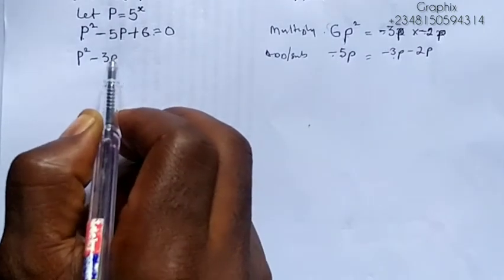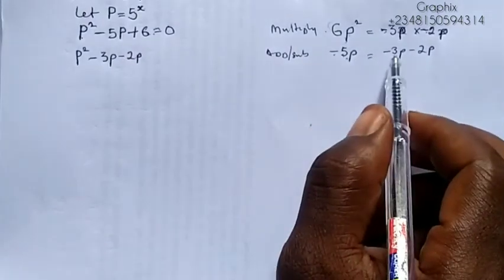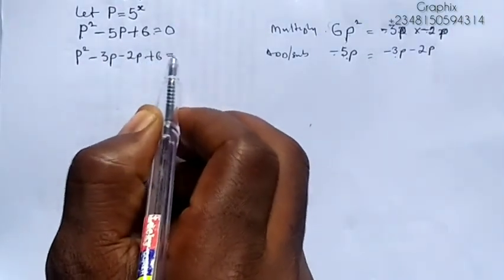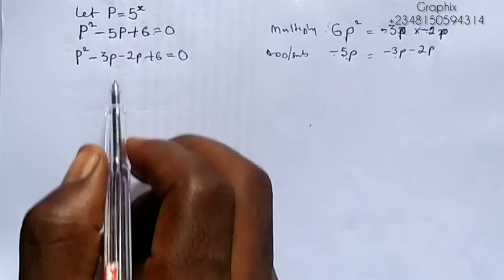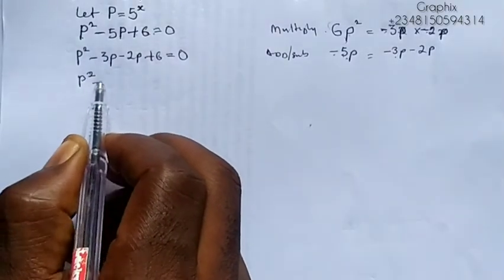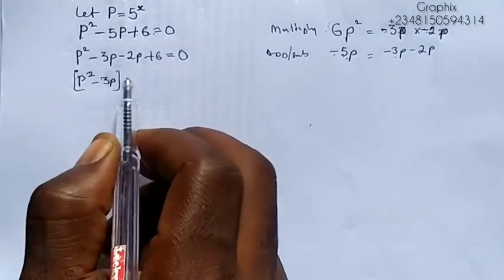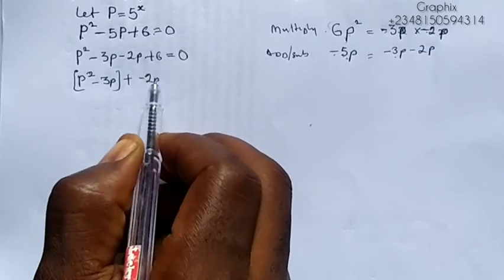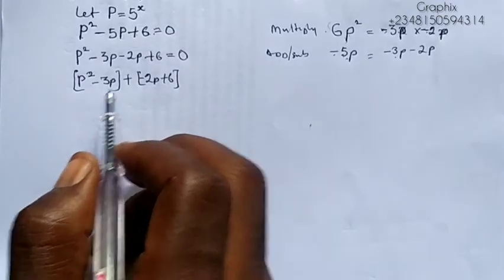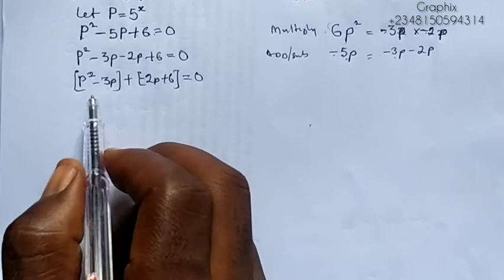So I'll come here and I'll say p squared minus 3p minus 2p. So instead of writing minus 5p, I've replaced it with minus 3p minus 2p, then plus 6 equals what? 0. Now you separate them into two equal parts. So I have p squared minus 3p in one bracket, plus minus 2p plus 6 in another bracket. So you separate them into two equal parts here, equals 0.